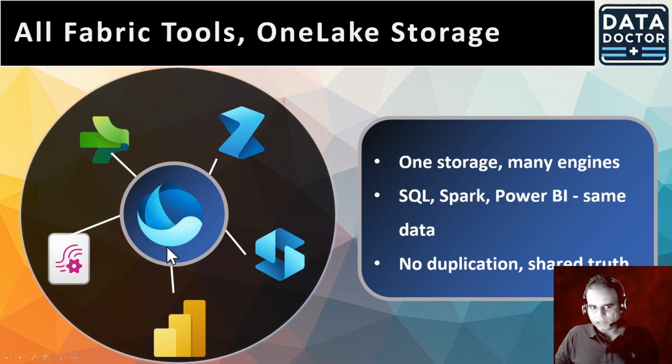So it's kind of a center, the heart of Fabric, and every tool within Fabric is able to use this data. How this helps, of course, is that there is no duplication of data anywhere, and every data person is able to use the same data, so it serves as a single source of truth.